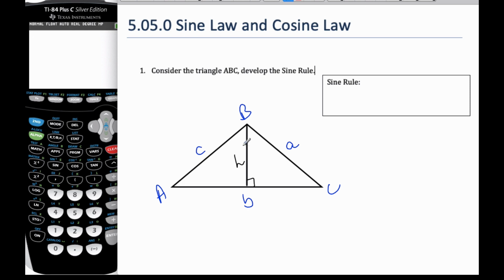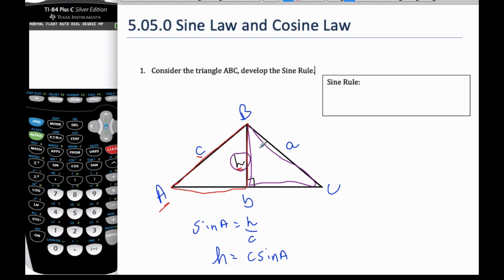All right, if I look at this red triangle here, this half of the triangle, and I look at A, H, and C, I can say that the sine of A is equal to the height divided by C. If I rearrange this algebraically, I can say that H is equal to C sine A. Okay, fair enough. Now let's look at the other triangle on this side, the purple triangle that I'm making.